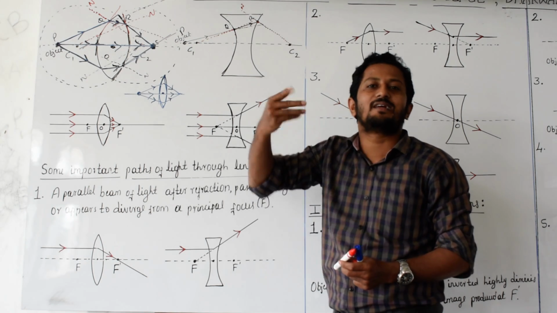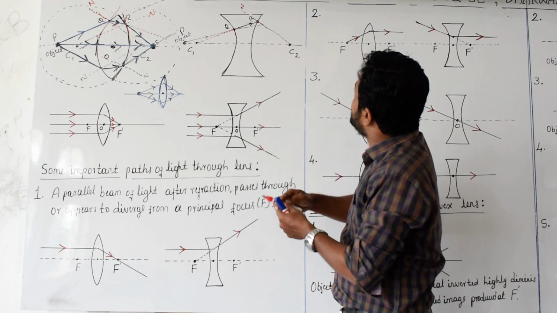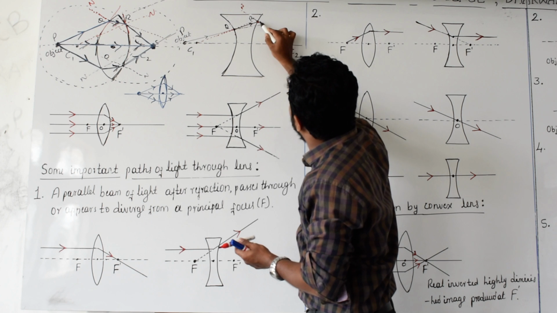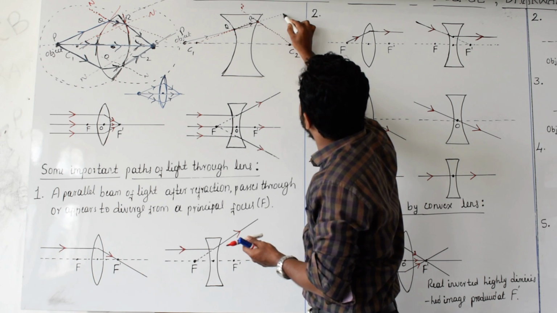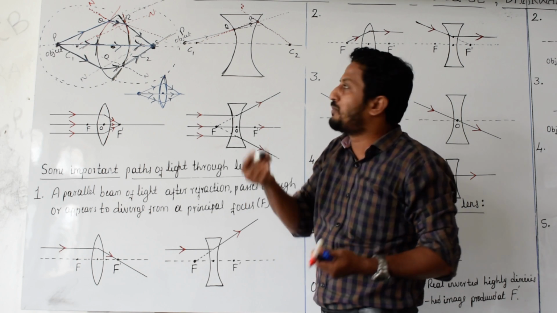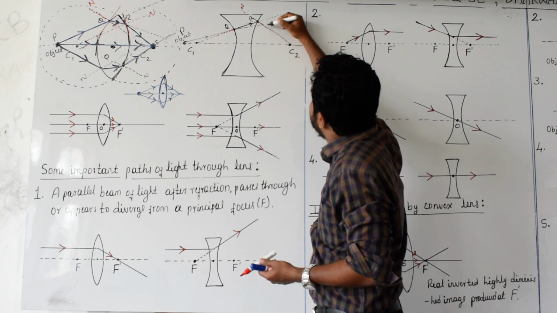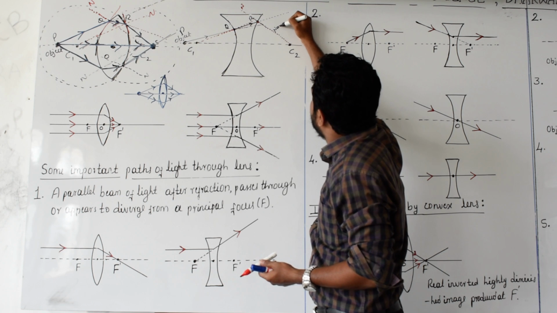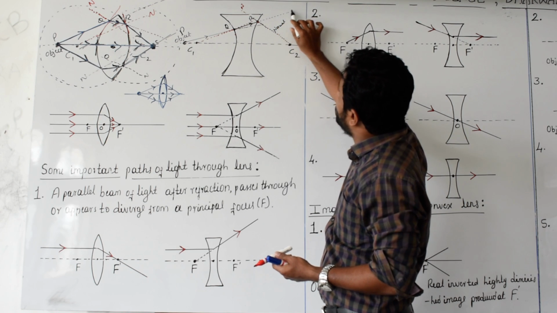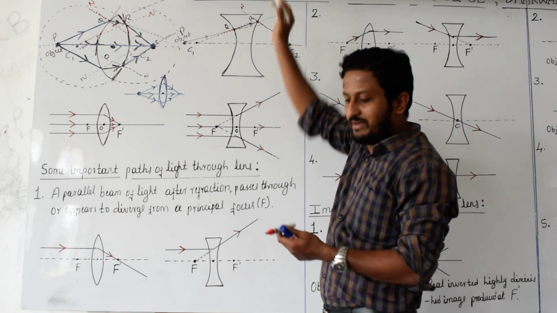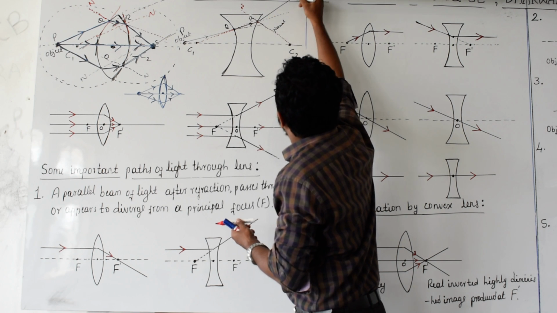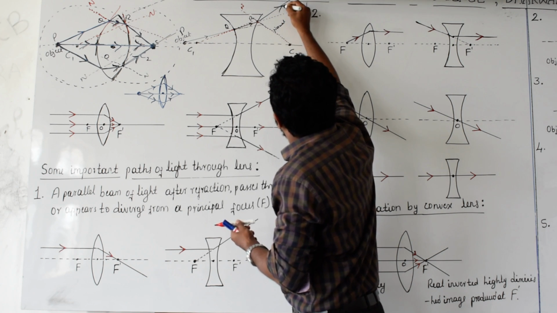That's why the speed got increased. I mean, instead of going along QR straight, it has to bend away from the normal. Where is the normal? This red line is the normal. Instead of going along this dotted line, QR has to bend away from the normal. That's why it moved like this. You see this path.